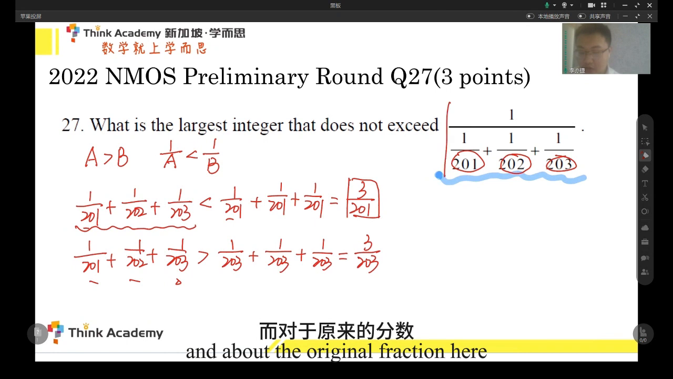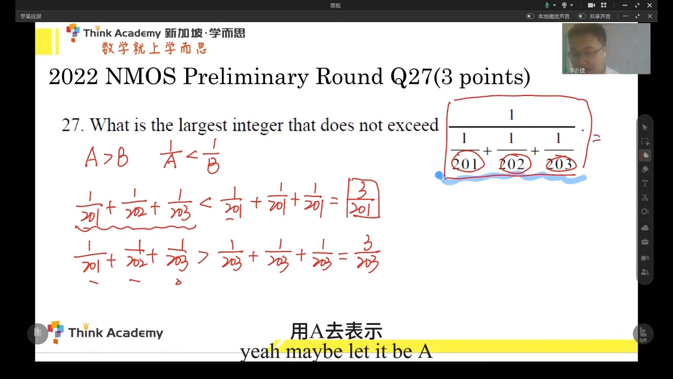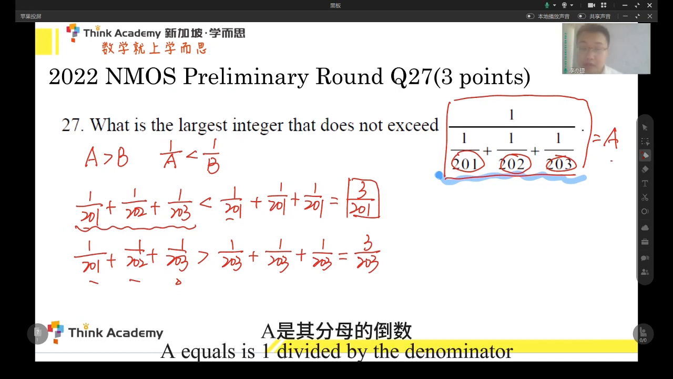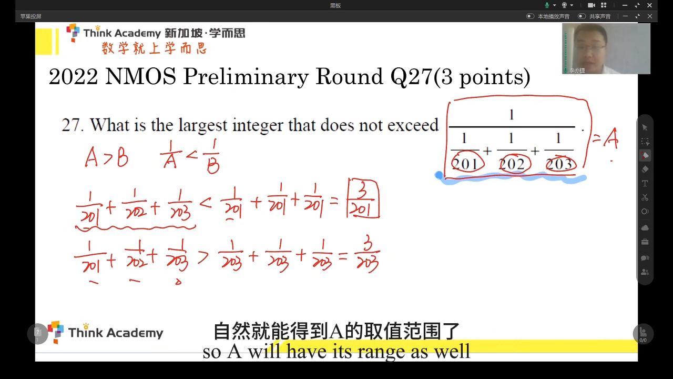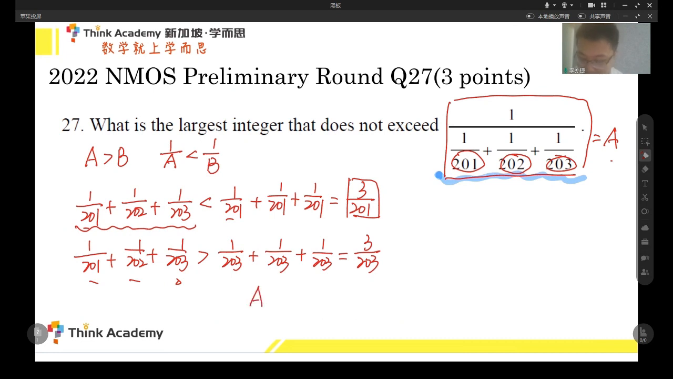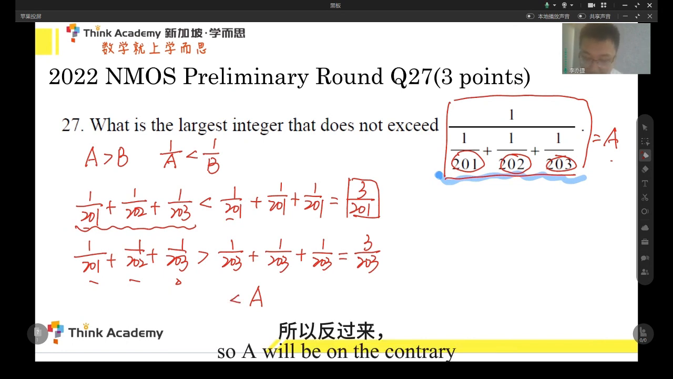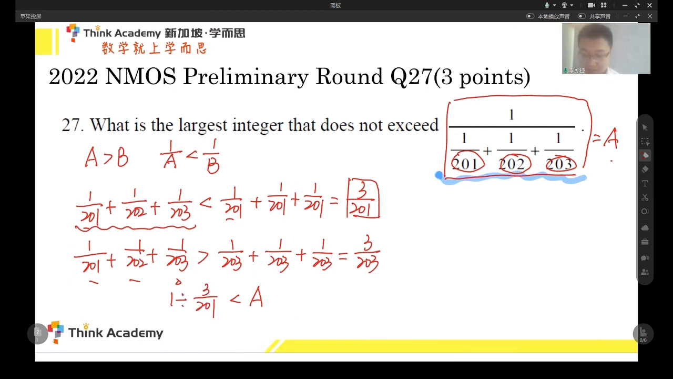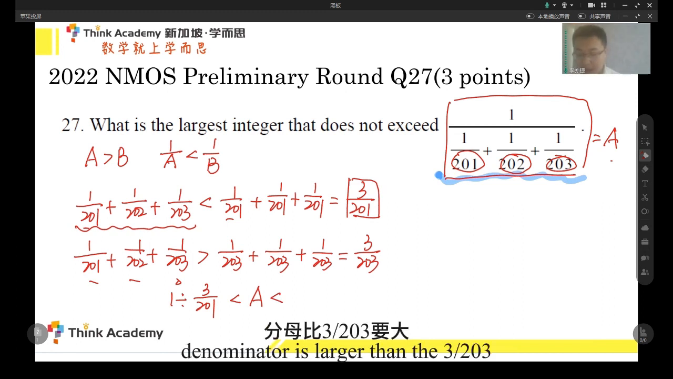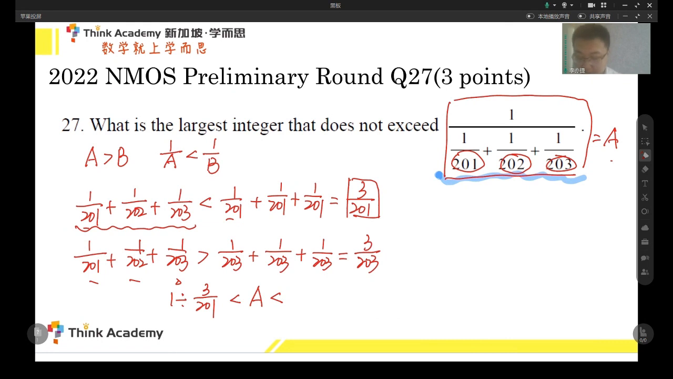About the original fraction here, let it be A. For the same reason, A equals 1 divided by the denominator. The denominator has its range, so A will have its range as well. The denominator is smaller than 3/201, so A will, on the contrary, be larger than 1 divided by 3/201. On the other hand, the denominator is larger than 3/203, and A will be smaller than 1 divided by 3/203.